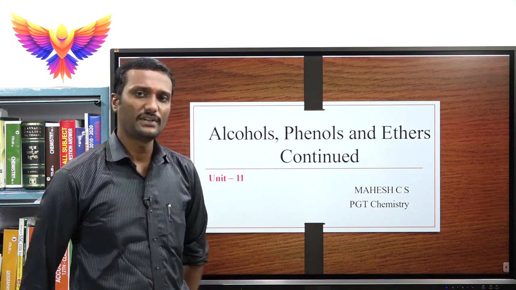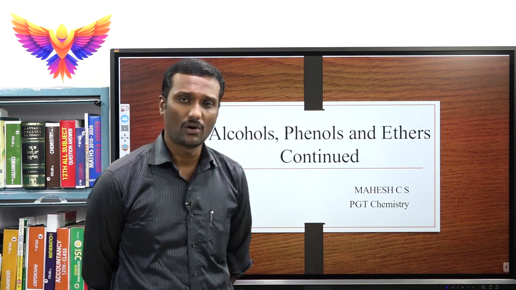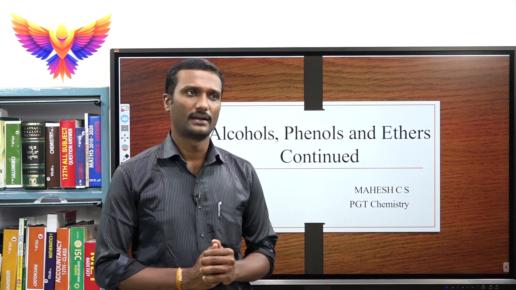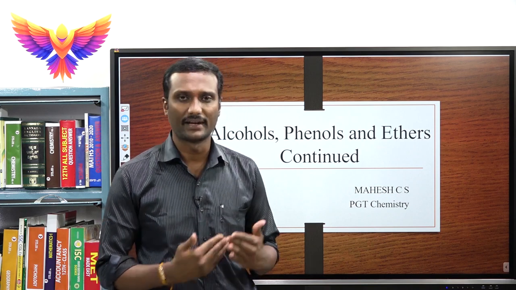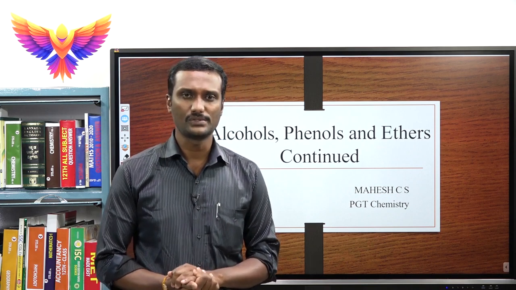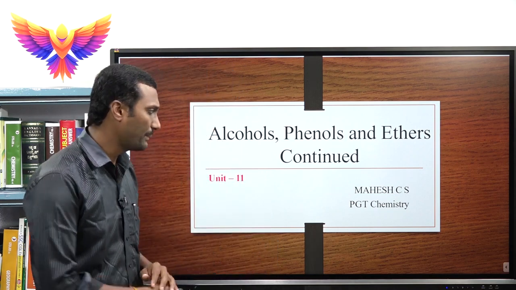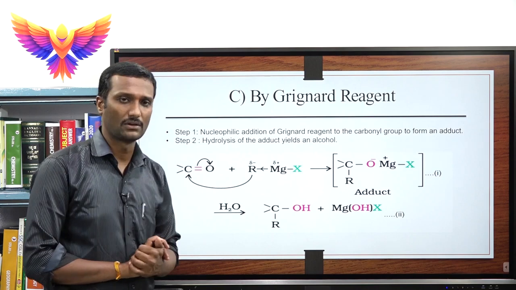Yesterday, in the last class, we learned how to prepare alcohol from the hydroboration oxidation reaction, and how to prepare alcohol from hydration of alkene and by using a reducing agent. In today's session, let us study how to prepare alcohol from Grignard reagent.